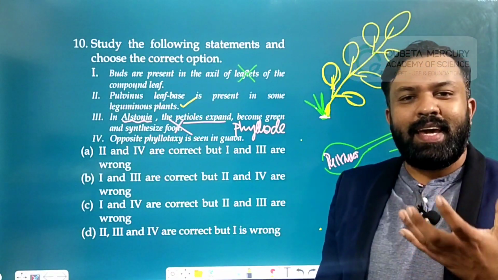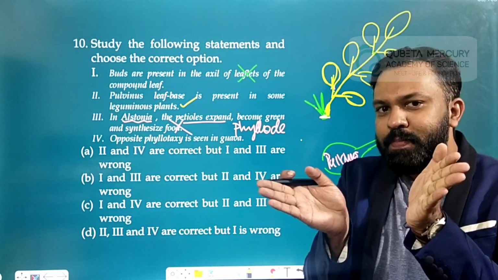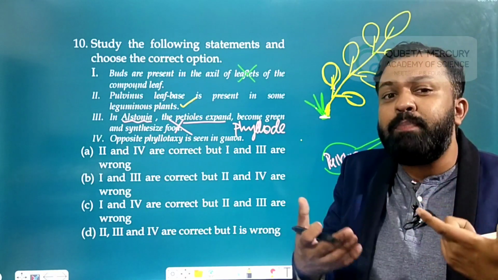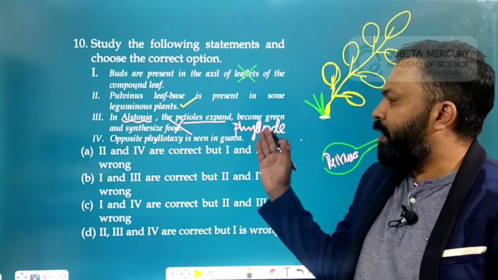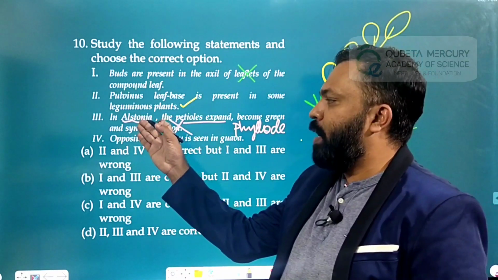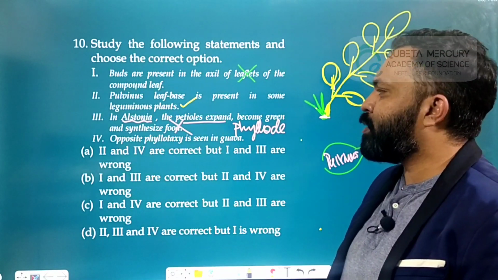In Australian acacia plants, the leaf petiole expands and attains the shape of a lamina and synthesizes food. That is said to be phyllodes, which is not in Elstonia, but is present in the Australian acacia. So the third statement is wrong.